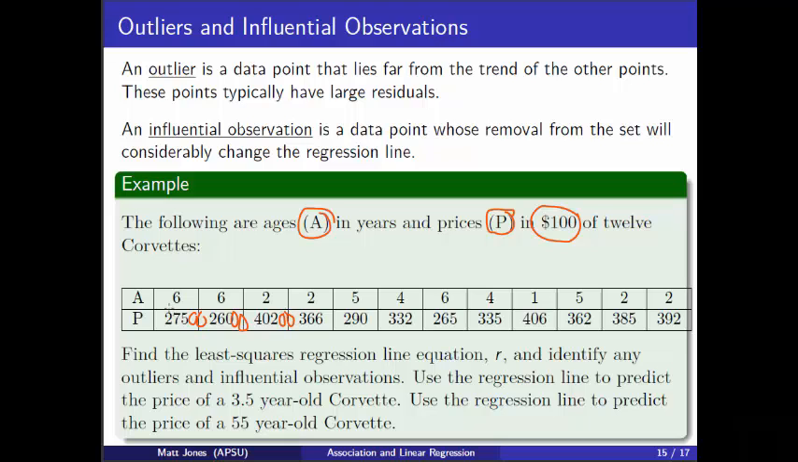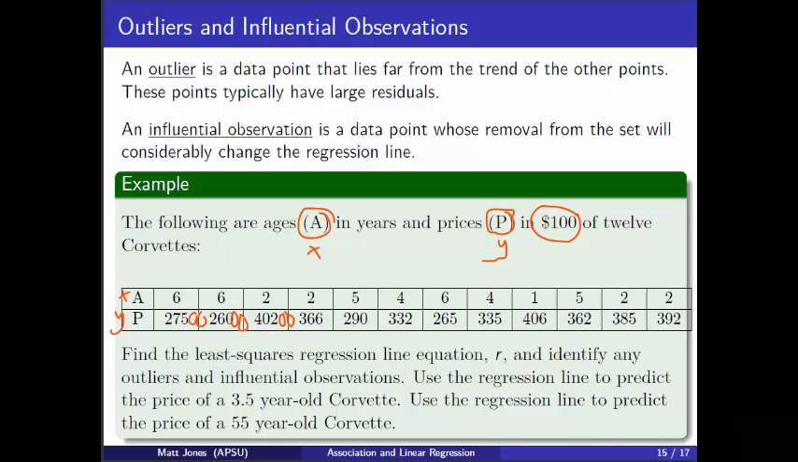So the first thing I'm going to do is try to identify which one of these variables should be my x variable and which should be my y. That is, what should be my independent variable, and what should be my response? What's the natural thing to do? Try to predict the price based on age. So I'm going to say age is my x variable and price is my y variable.